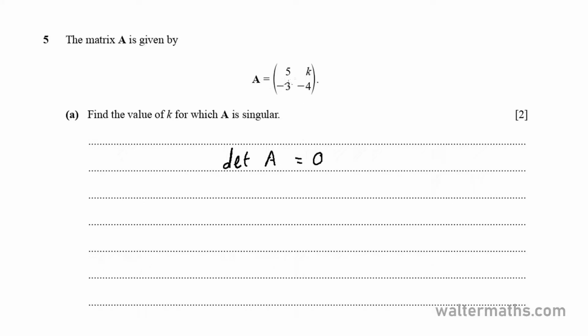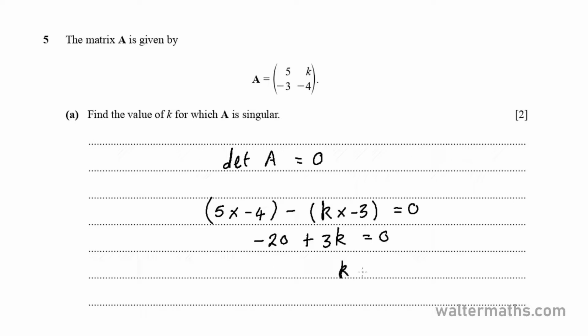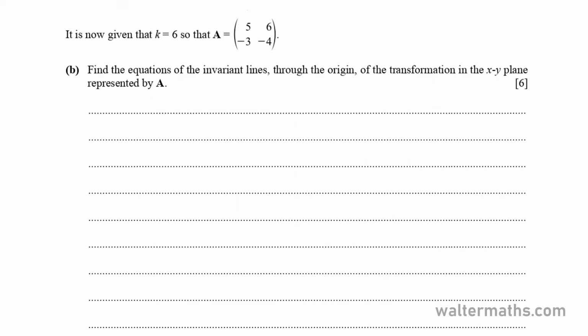Now, what is the determinant of A? We find that by multiplying 5 times -4, and it's minus k times -3, and we're going to equate that to 0. So we're going to get -20 plus 3k equal to 0. So solving for k, we're going to get k coming out as 20 over 3. So that's the value of k for which A is singular. Let's scroll down to the next part.